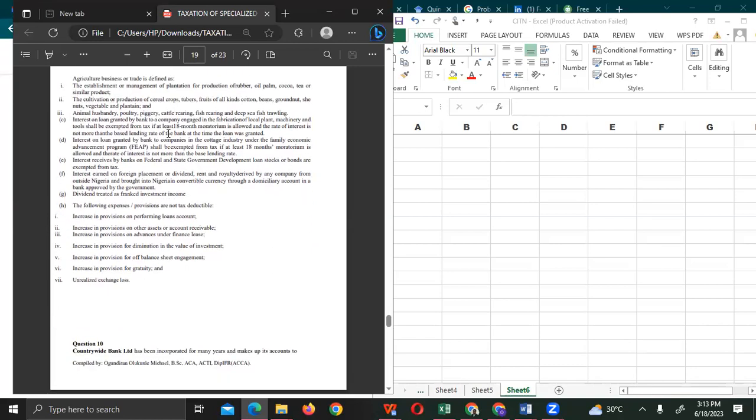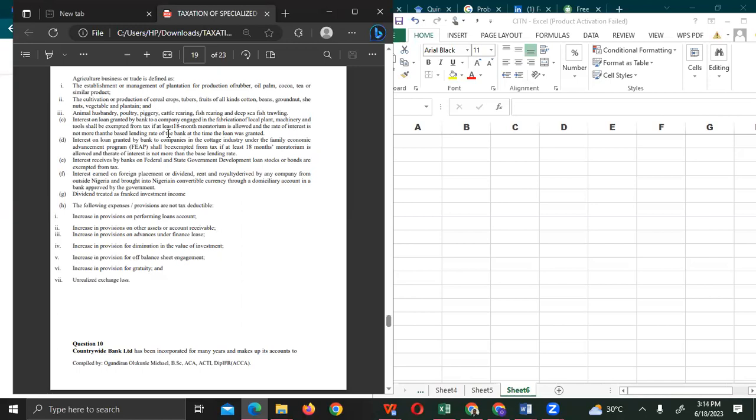Yes, sir. Then we have disallowed expenses. Allowed expenses must pass the test of REN, that's reasonably, exclusively and necessarily incurred. For disallowed expenses, number one is interest on non-performing loan is disallowed. Increase in provisions on other assets or account receivable is also disallowed. Increase in provisions on advances under finance lease is disallowed.